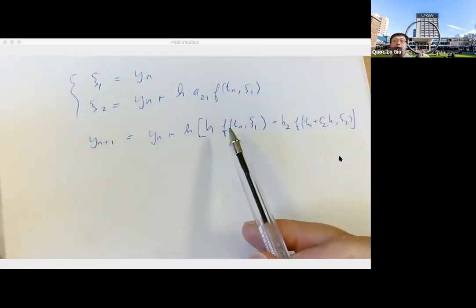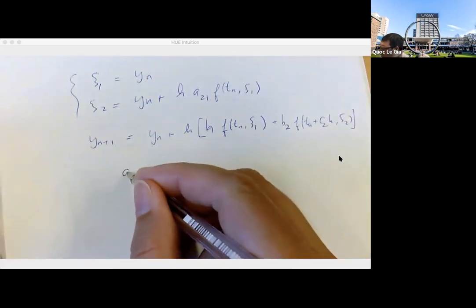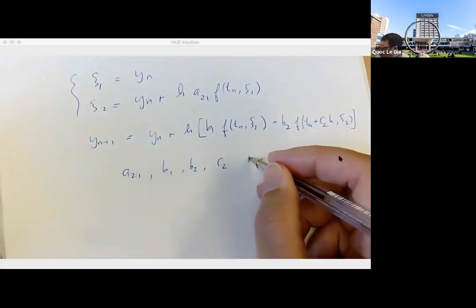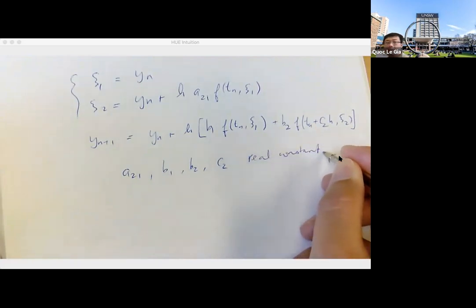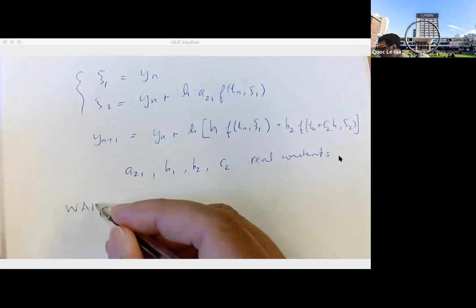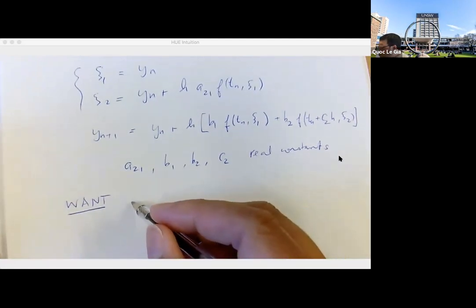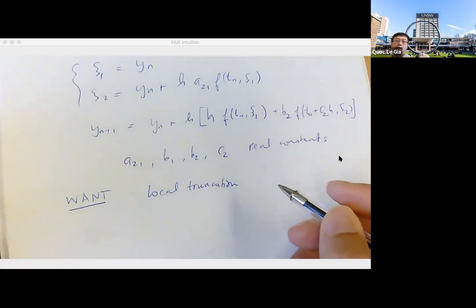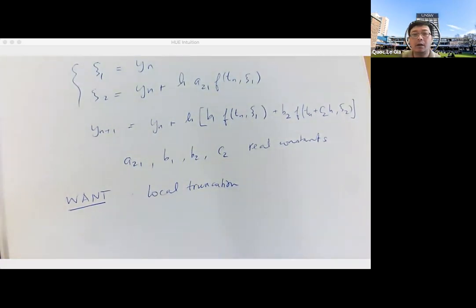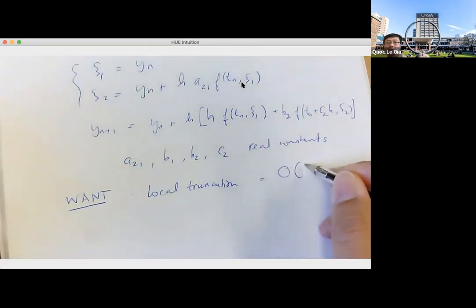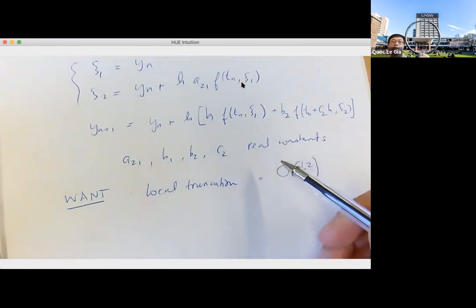Right now I don't say anything about the constants. So a21, b1, b2, c2 are real constants. So what I want is the local truncation error. You see in the proof of the Euler method, the local truncation error gives you the order of the errors of the method. So now I want the local truncation error to be of order h squared, by choosing those constants.